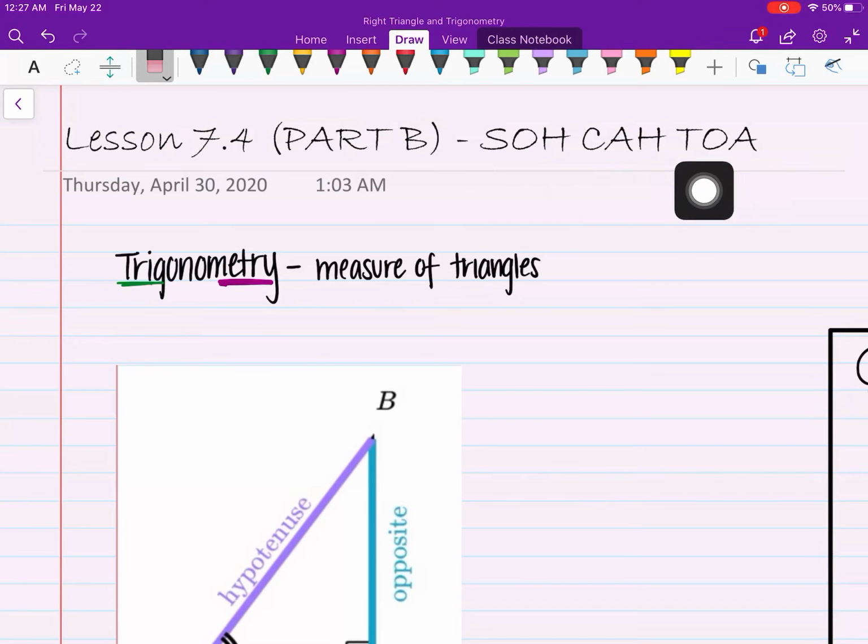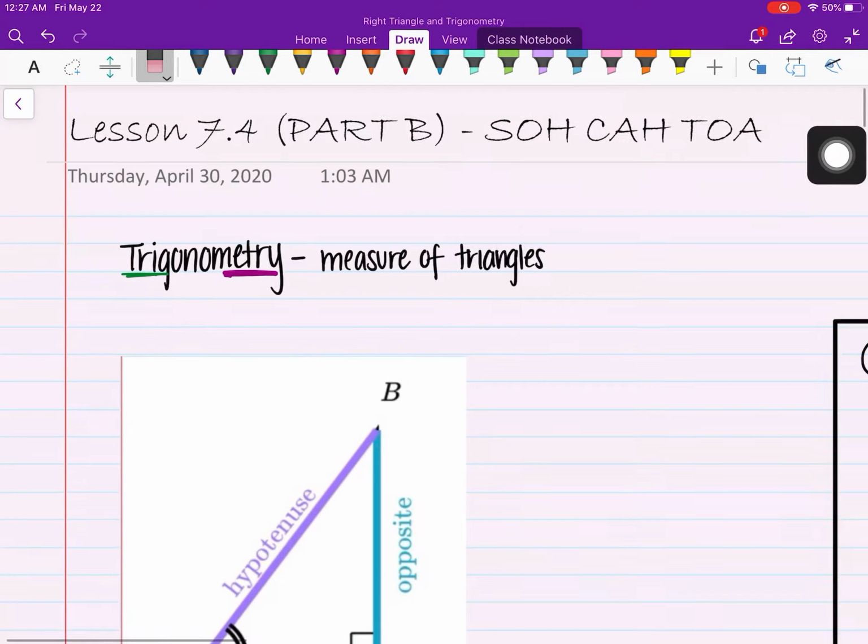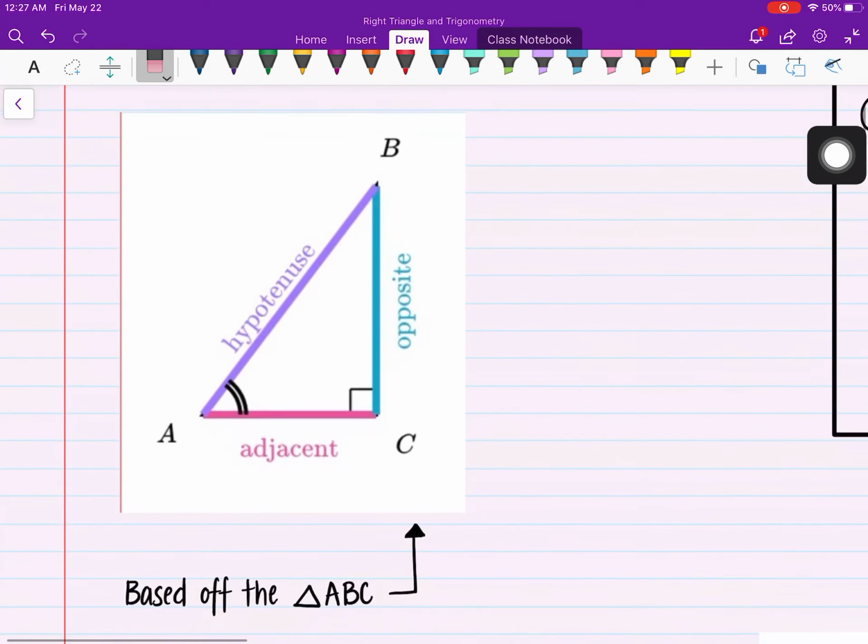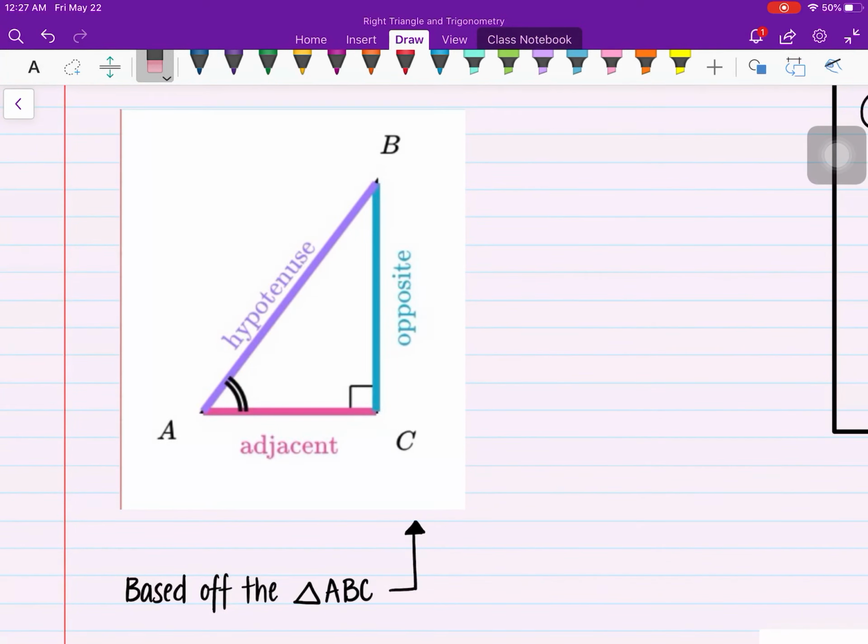Now we are on lesson 7.4, and this is part B, where we are introducing SOHCAHTOA. Before we introduce SOHCAHTOA here, I do want to go ahead and focus on the right triangle. If you take a look at this, this is a right triangle based on the 90-degree angle we have here.